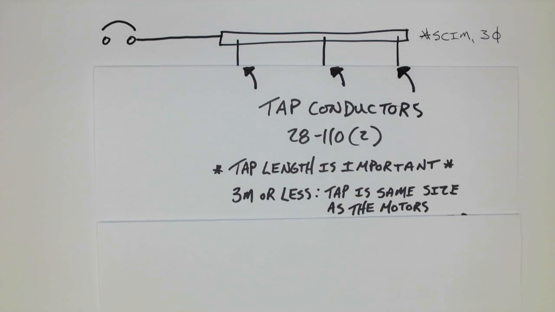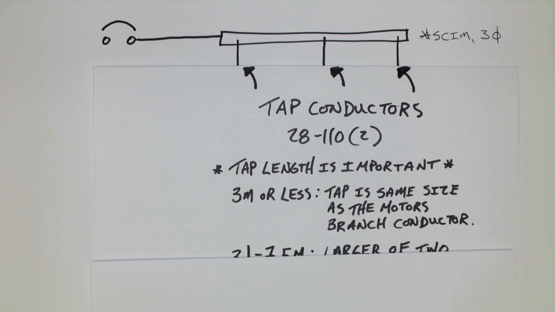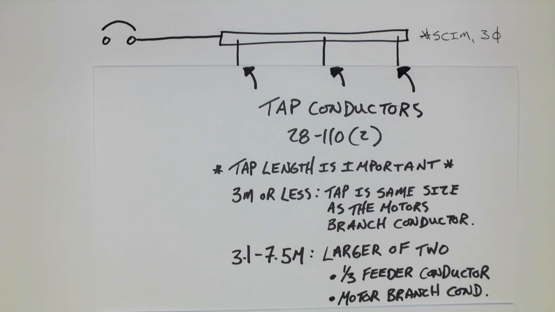If they're 3 meters or less, according to the rule, the tap can be the same size as the motor's branch circuit conductor, as in there would really be no difference in size from the tap conductor to the remaining conductors supplying the motor downstream. If, however, we have a larger distance, 3.1 to 7.5 meters, the larger of the two values indicated there is what we're going to choose. So 1/3 of the feeder conductor ampacity must be determined, and the motor branch conductor ampacity would be determined. Whichever one is larger would then be used to size the tap for that particular motor.